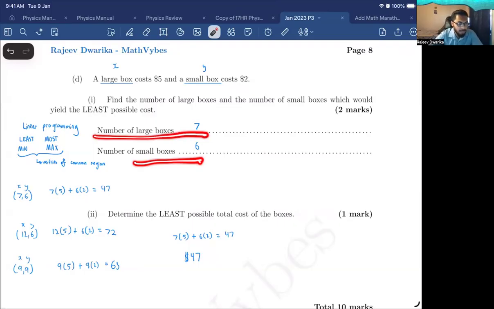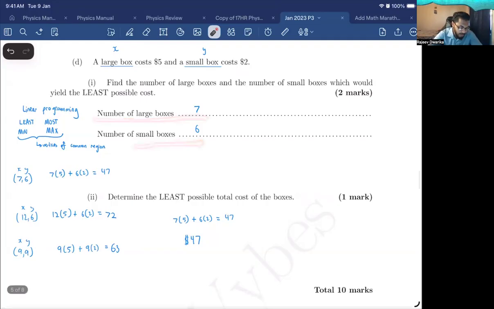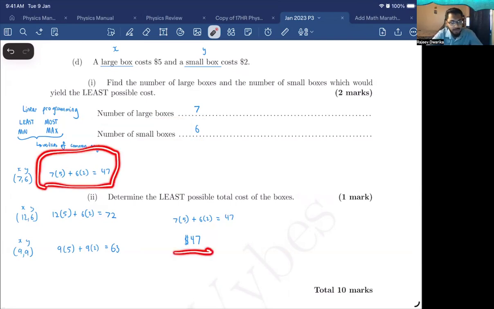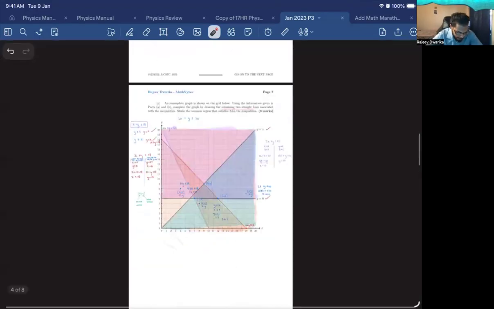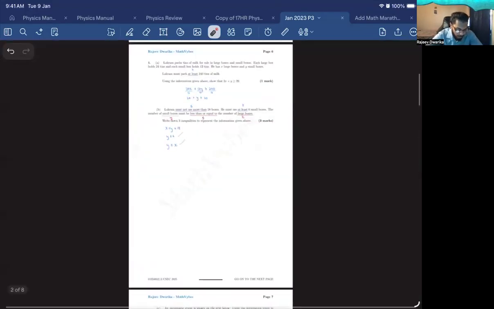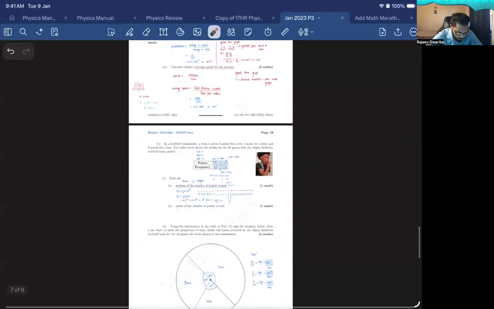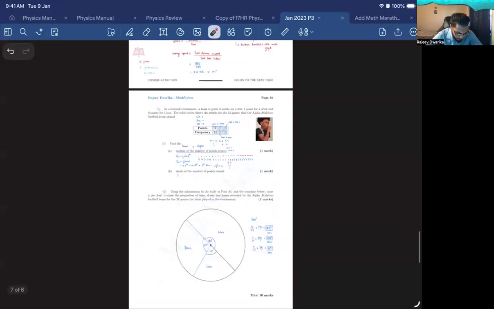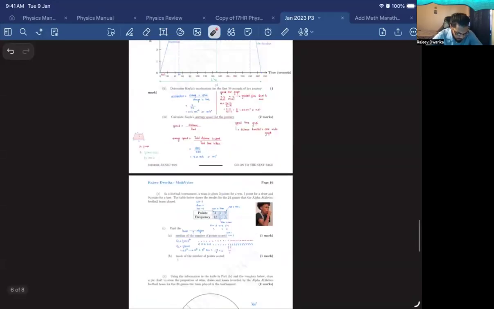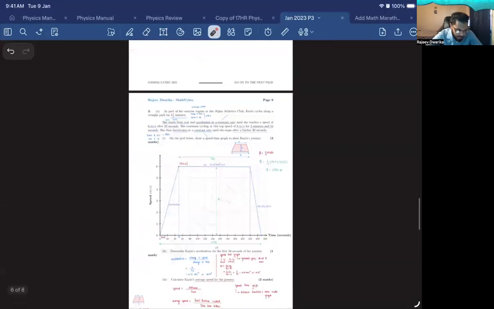Oh, yes, sir. And part 2, determine the least possible total cost of the boxes. So that's just this part over here, $47. Oh, okay. Thanks, sir. You feeling okay with everything now? Yes, sir. Okay. What about the rest of you all? Is there anything in this paper that was really confusing and you just didn't get at all? No, sir.